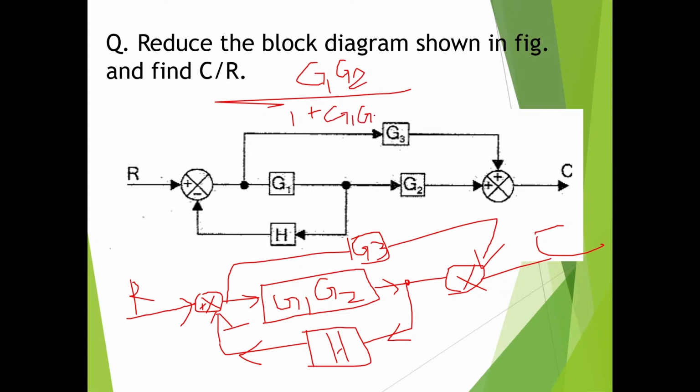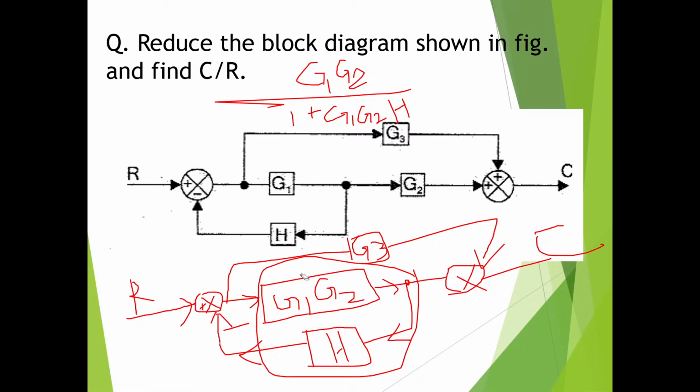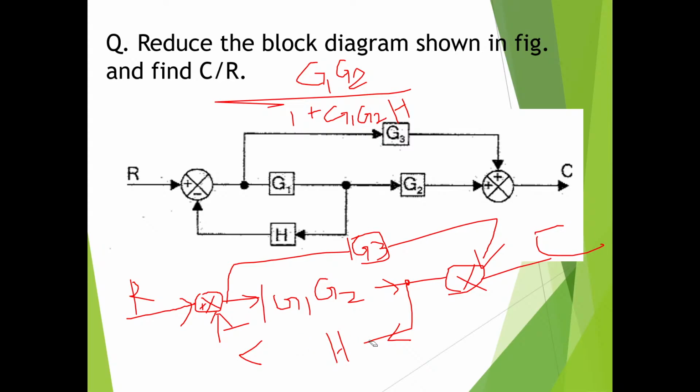G1 into G2 into H. This is the gain value. Feedback loop. Eliminating this feedback loop. Okay. Eliminating this one. This feedback loop. What do I get? G1, G2 divided by 1 plus G1 into G2H. I hope you are able to follow. So I will just remove all this. Okay. Now I have eliminated the feedback loop.